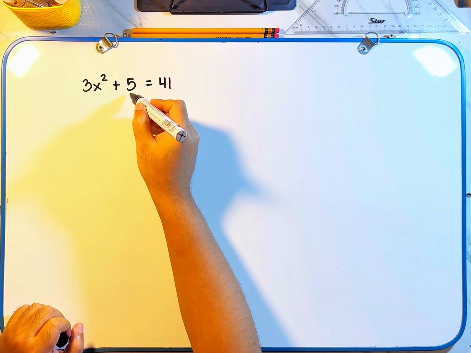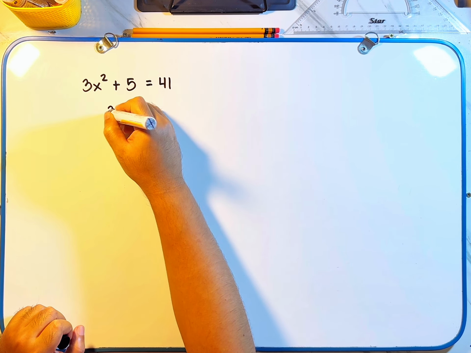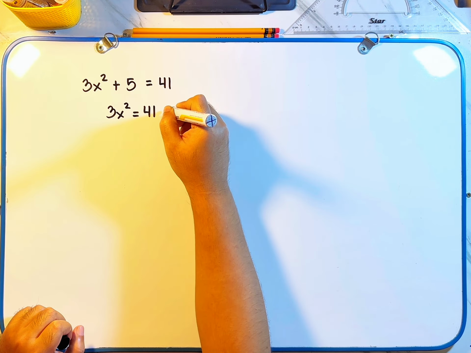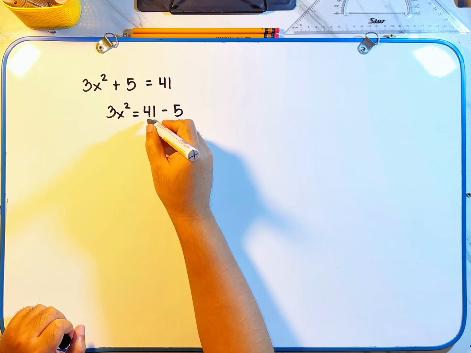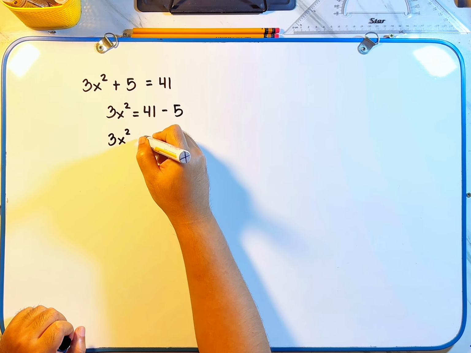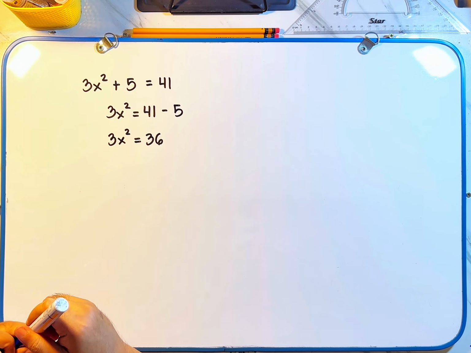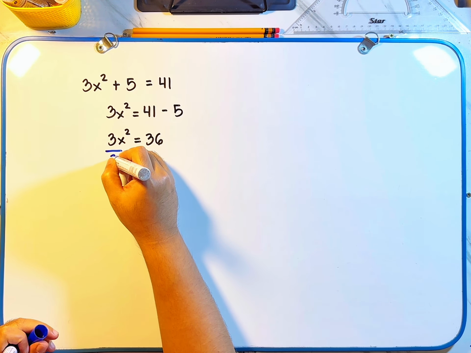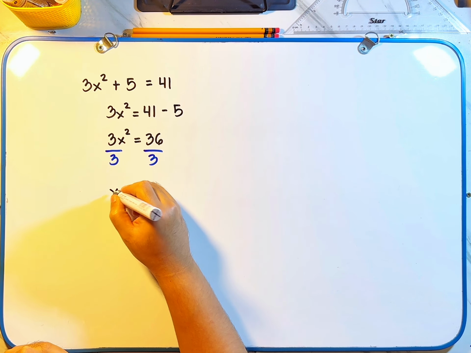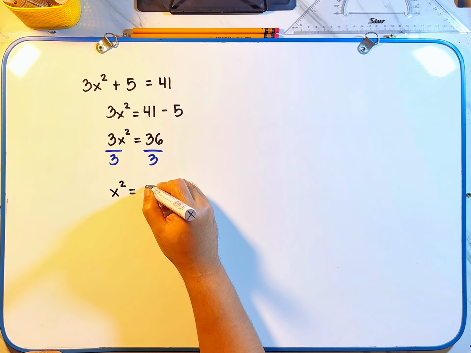First, let us transpose positive 5 to the other side and it becomes negative. Therefore, we have 3x squared equals 41 minus 5, and 41 minus 5 is 36. So 3x squared equals 36. To solve for x, let us divide both sides by 3. Therefore, we have x squared equals 36 divided by 3, which is 12.